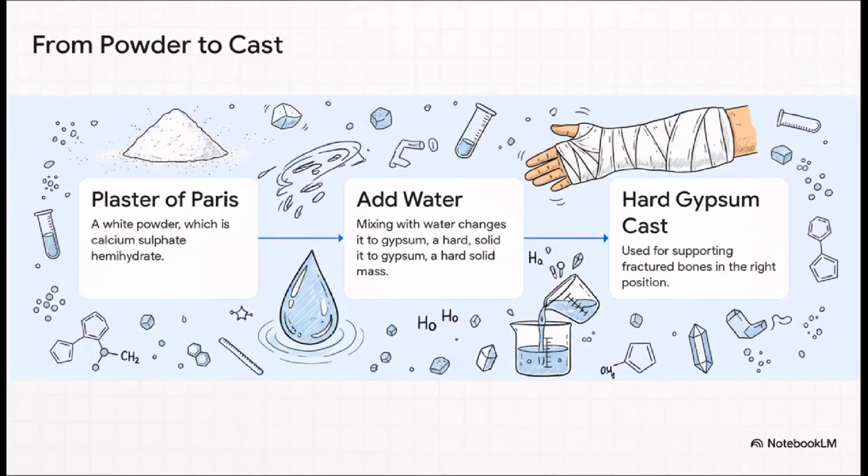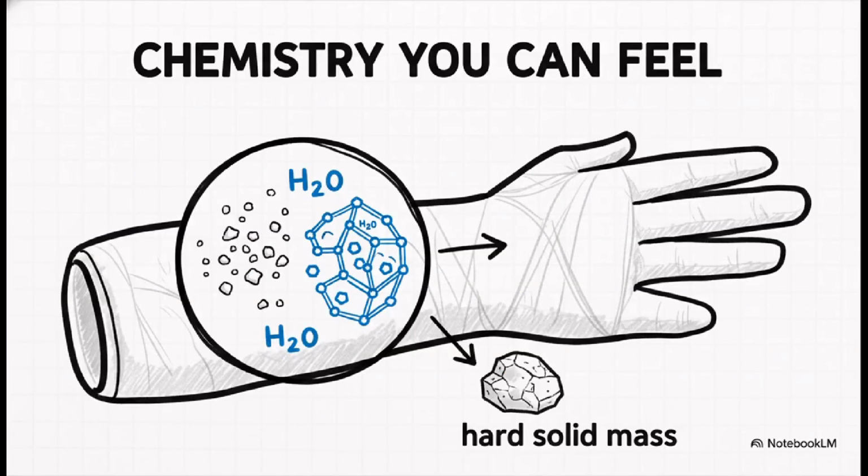And a perfect example of this in action is a plaster cast for a broken bone. Plaster of Paris is basically a salt that's had its water of crystallization baked out of it. So when a doctor mixes that powder with water, it greedily reabsorbs that water, locking the molecules back into its crystal structure and hardening into solid gypsum. It's this simple chemical transformation, the rehydration of the salt's crystals, that provides that rigid support needed to heal a fracture. It's chemistry you can literally feel.